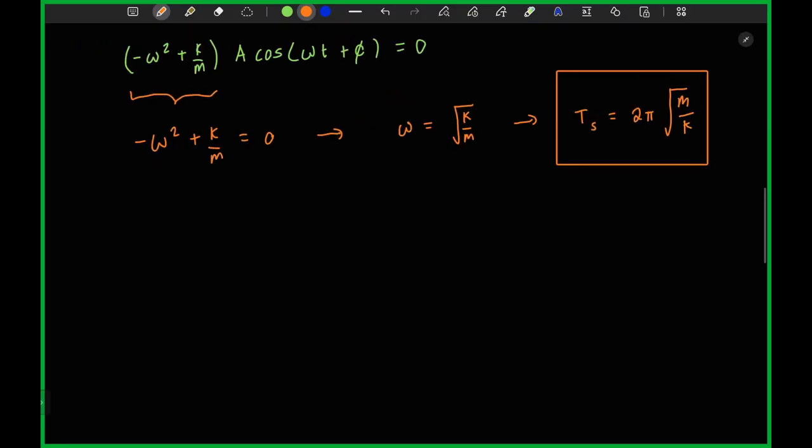In the next video, we'll see how we can generalize this result to find the period of more complicated systems, beginning with the simple pendulum and then moving on to physical pendulums.